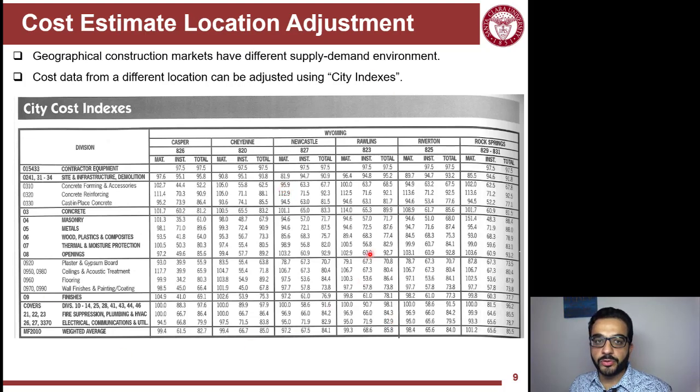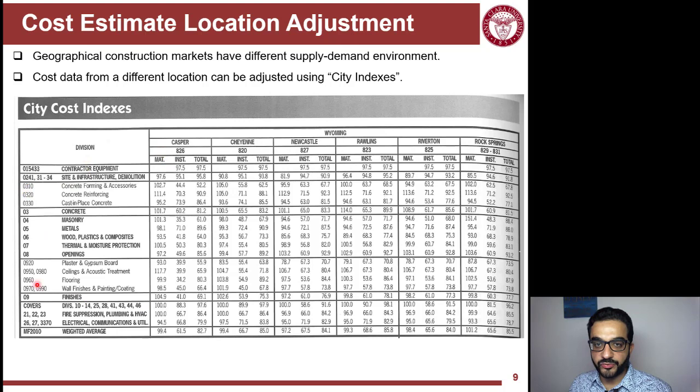Now, how to adjust for location. It's the same concept, use indices, but instead of indices representing difference in time, you're using indices to refer to differences in location. So here we're looking at the city index from RSMeans. You can see here that I'm just showing one part of a page, so I'm focusing on Wyoming here, different cities in Wyoming. They provide city cost indices to change the cost of material in different divisions.